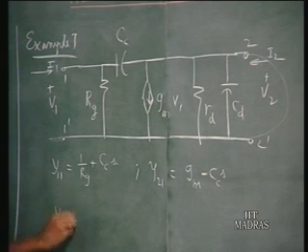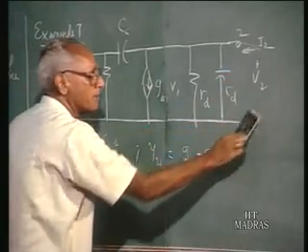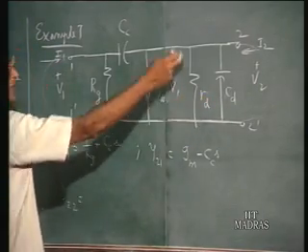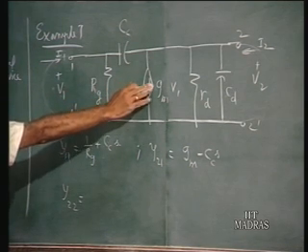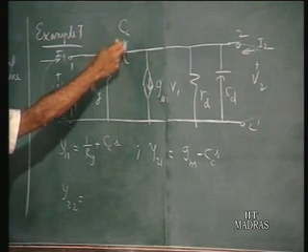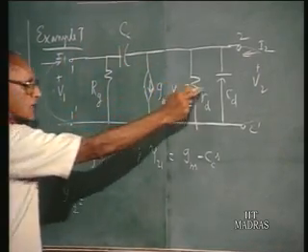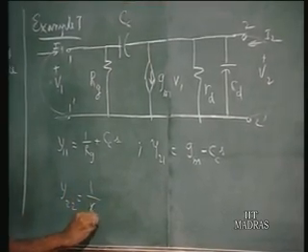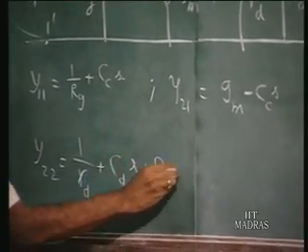Y22: if you short circuit port 1, apply a voltage V2 and measure the current in the driving terminals, that current will be constituted by the current flowing in Rd, Cd. Since V1 is shorted, the current source strength is 0. Therefore, this is open circuited. You have a current passing through the coupling capacitor Cc through these terminals. Therefore, the parallel combination of this and this constitutes the total admittance. So you have 1 over Rd plus Cd s plus Cc s. That is your Y22.